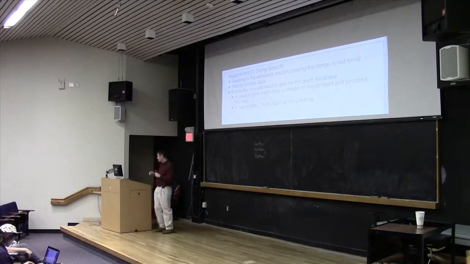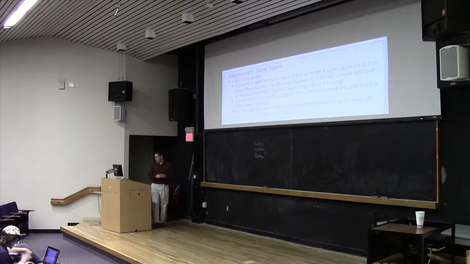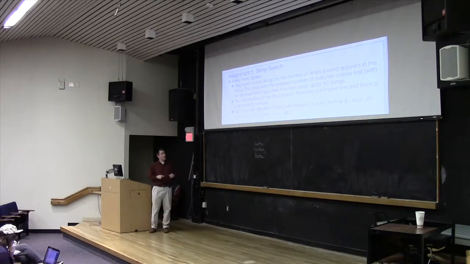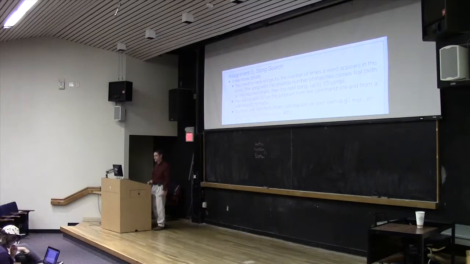Okay, I think maybe there's a couple other comments. Yeah, a few more details. We talked about ranking the songs by the number of times a word appears in the lyrics. The song with the greatest number of matches comes first with all the match lines, then the next song, up to the 10 songs possible. We talked about the web interface, and then you can use all these other classes if you want. If you want to create your own hash table, that's cool. You can also use the map from the standard library, the set, the vector, any of those you want to.